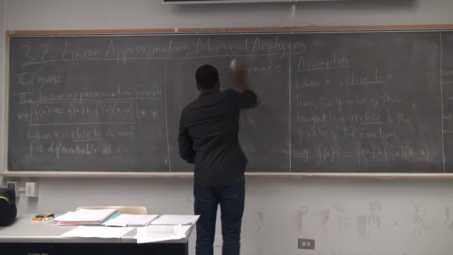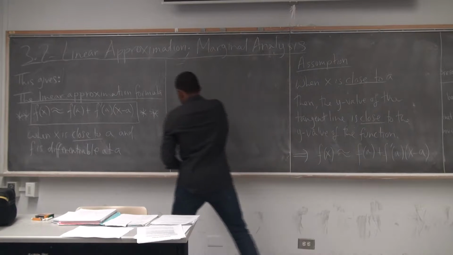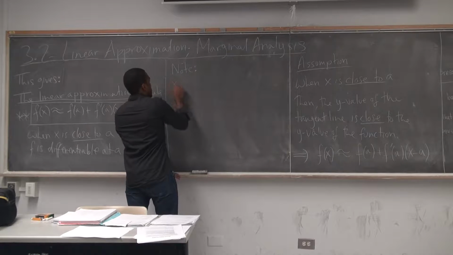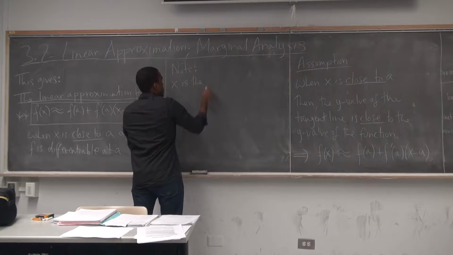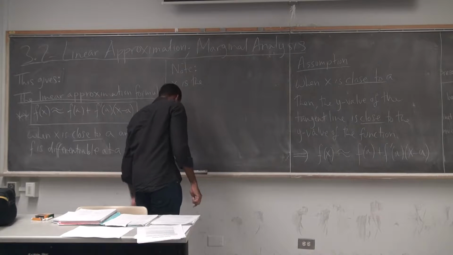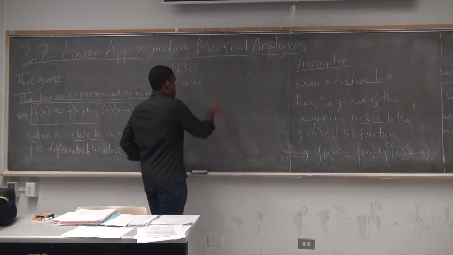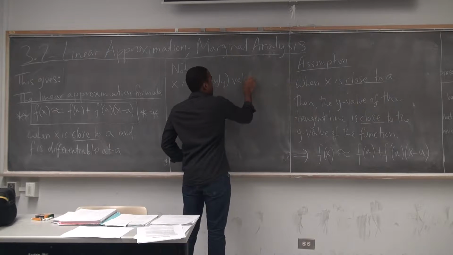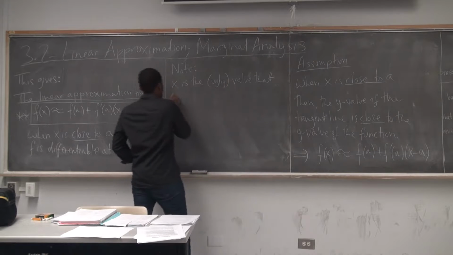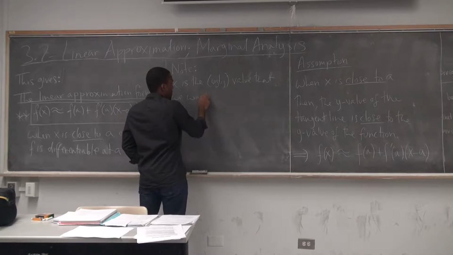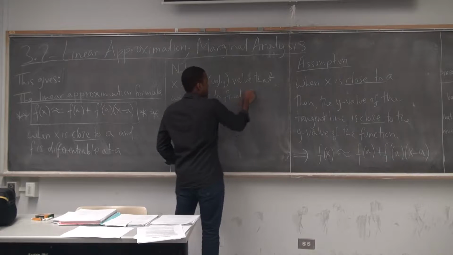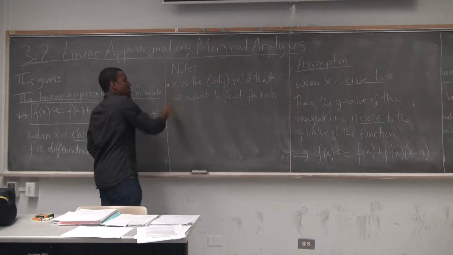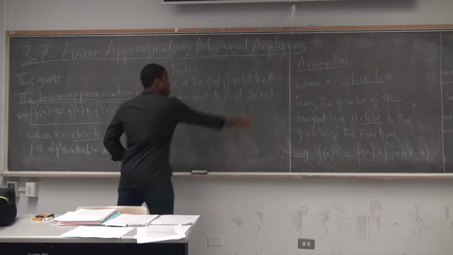Here are some general guidelines. Note, x is, this is not an official name, but we'll usually think of it as the ugly number. So there's some x value that's usually kind of strange that we want to figure out what is the y value at that value.